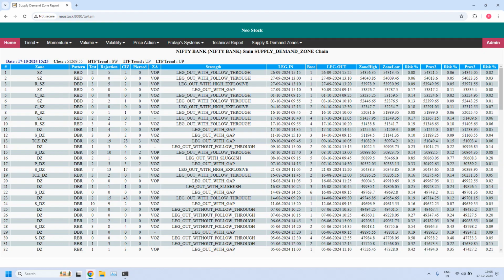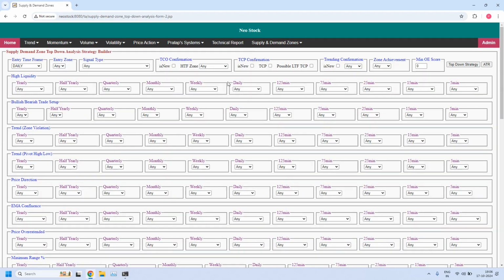So this is the Bank Nifty supply demand zone chain. With this we have completed both Nifty and Bank Nifty. And the next set of reports are bullish and bearish trade setups for monthly, weekly, daily and hourly income trades. So let's start with monthly income trade bullish trade setup. Entry time frame daily, entry zone demand zone.